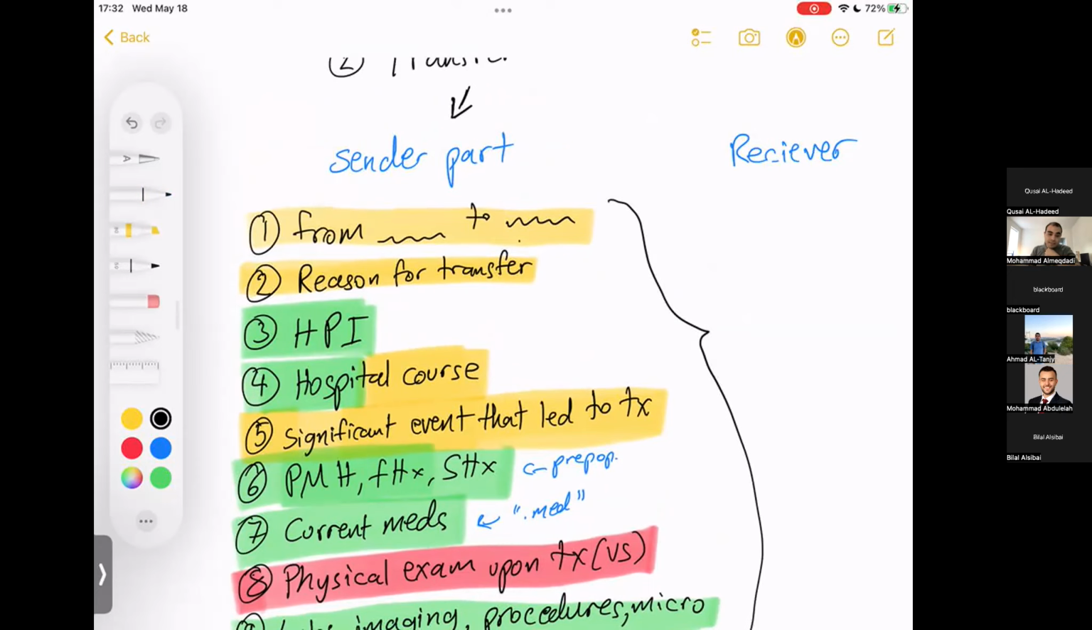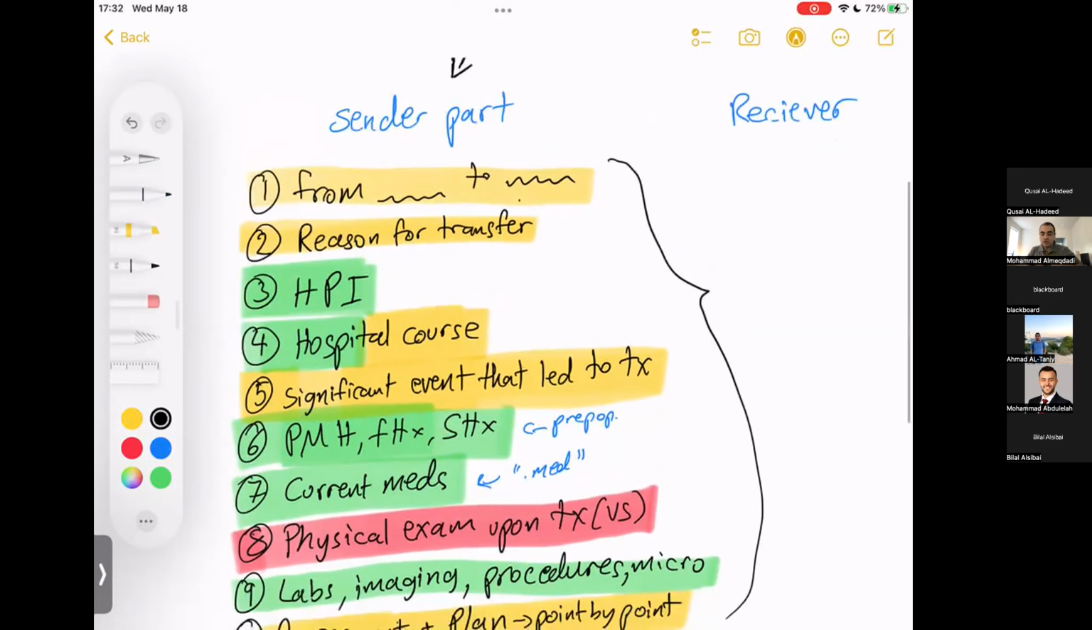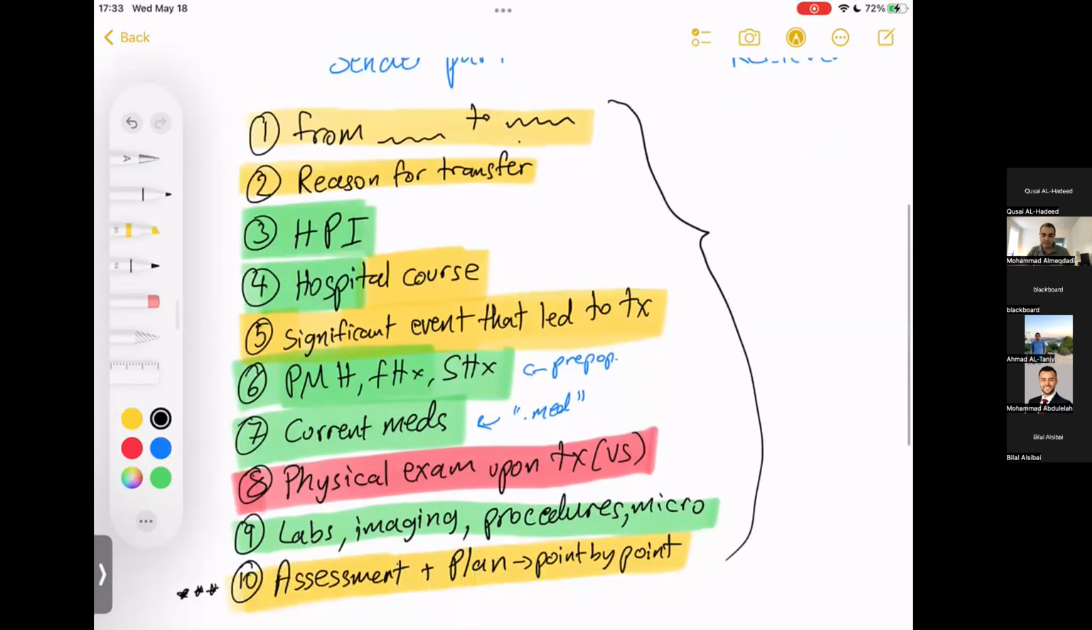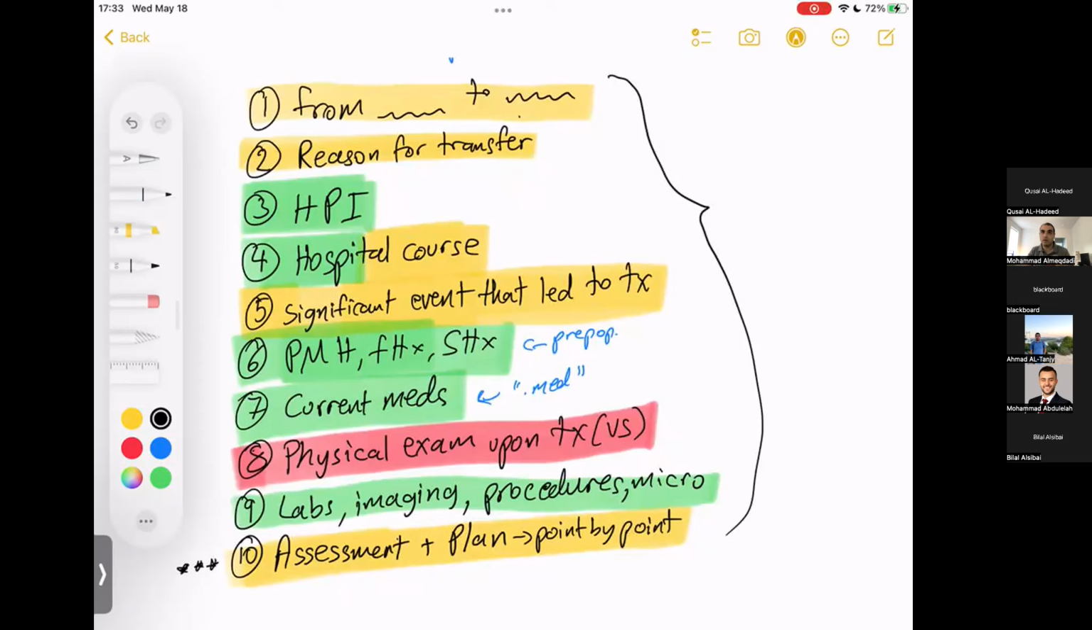It can be extensive, but it doesn't have to be, okay? What it has to say is that you received the patient, you saw the patient, and you physically examined the patient, and you either agree or disagree with this assessment and plan that was brought to you from the transferring team.